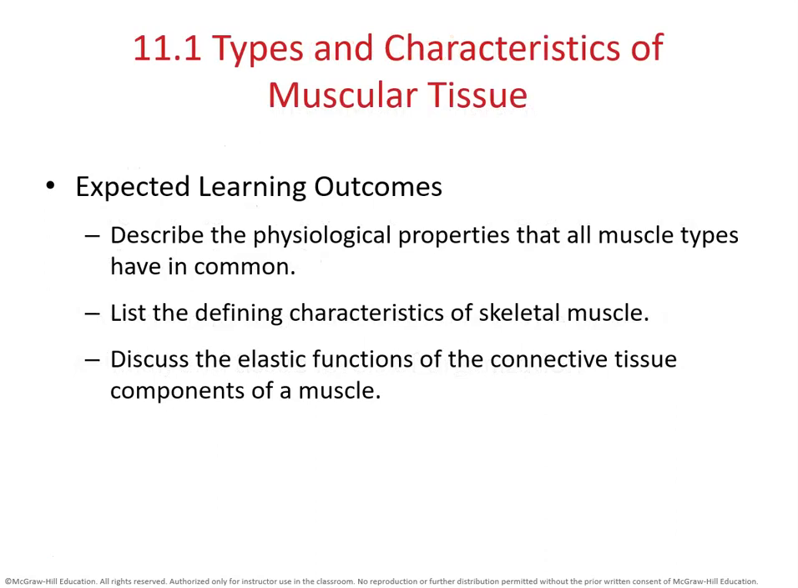So, here in section 11.1, we'll be talking about the physiological properties that all muscle types, skeletal, cardiac, and smooth, have in common. And we'll also be talking about the elastic functions of the connective tissue that is a component of muscles.